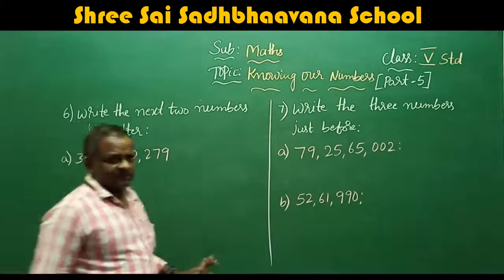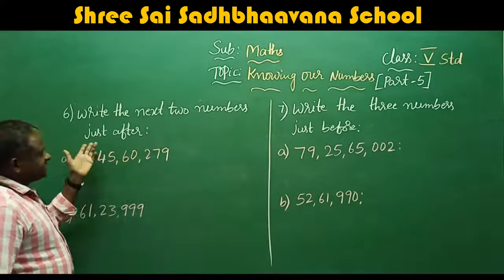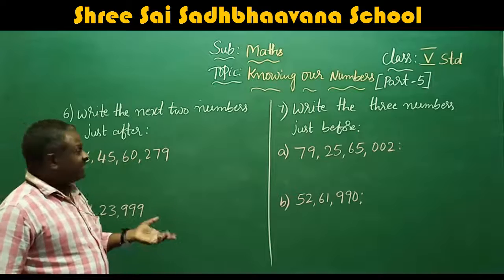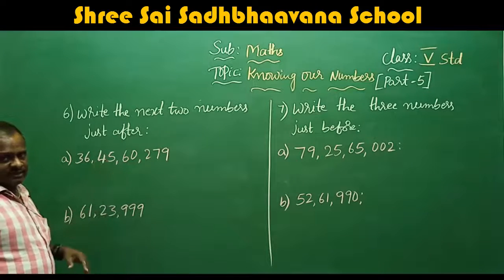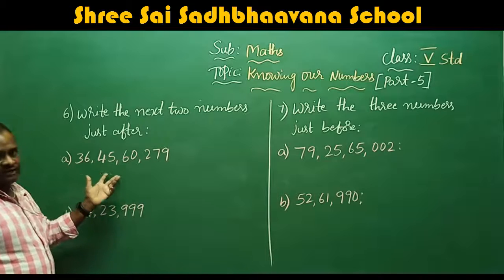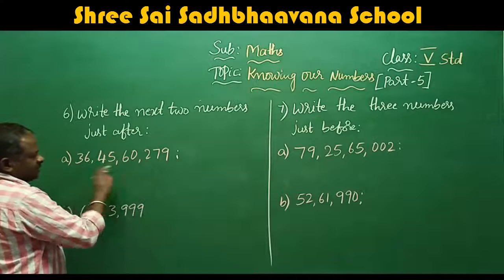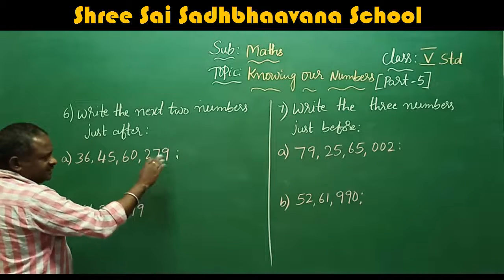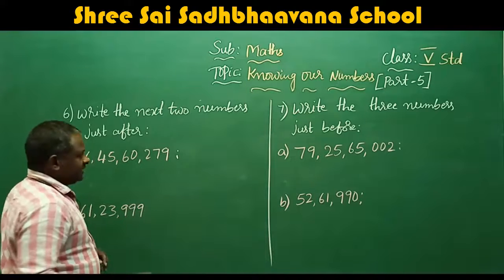Now the sixth question. Write the next two numbers just after. Write the two successors for this number. So I am writing here, copying the same number up to here. 79. The next number is 80. The next number is 81. That's all.